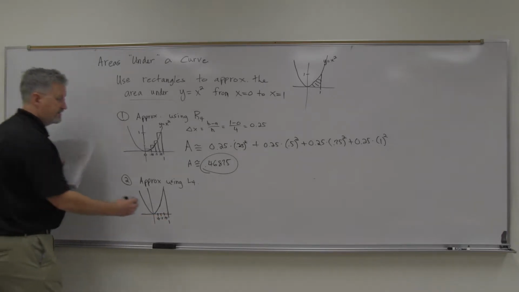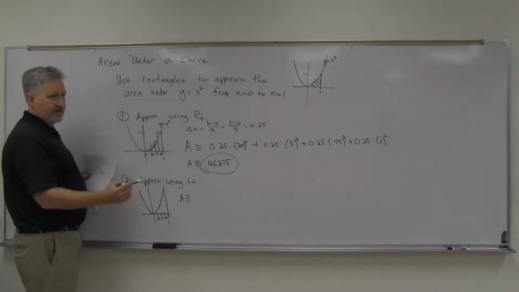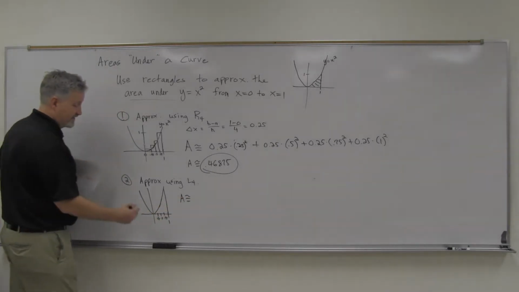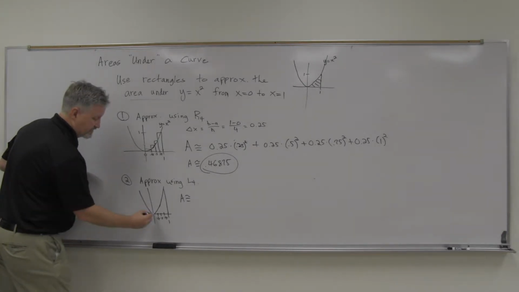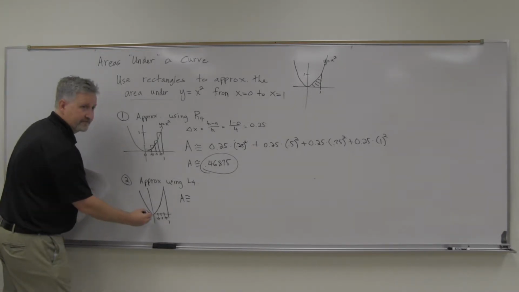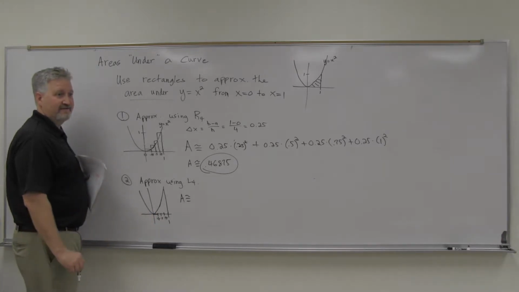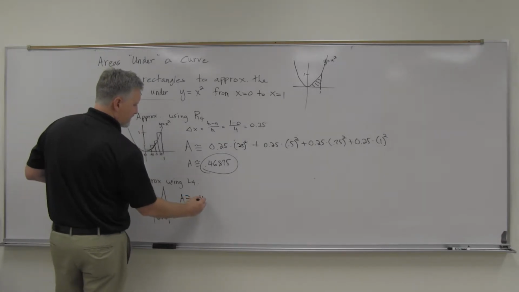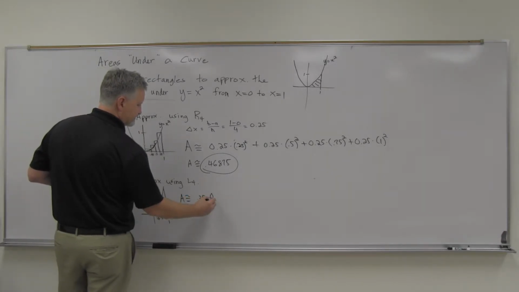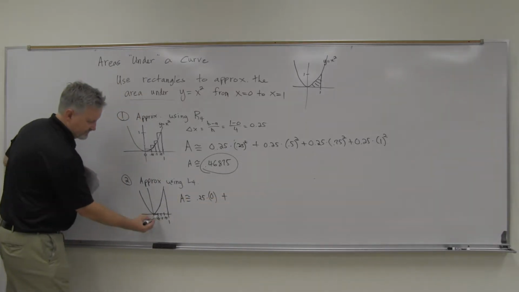But I'm using left-hand endpoints, and so my area is going to be approximately the first rectangle. An interesting thing happens on the first rectangle. I don't get any rectangle at all because I'm using left-hand endpoints. The height is 0, so there's no height for that first one. It's 0.25 wide, but the height is 0, because the left-hand endpoint is at 0, 0.